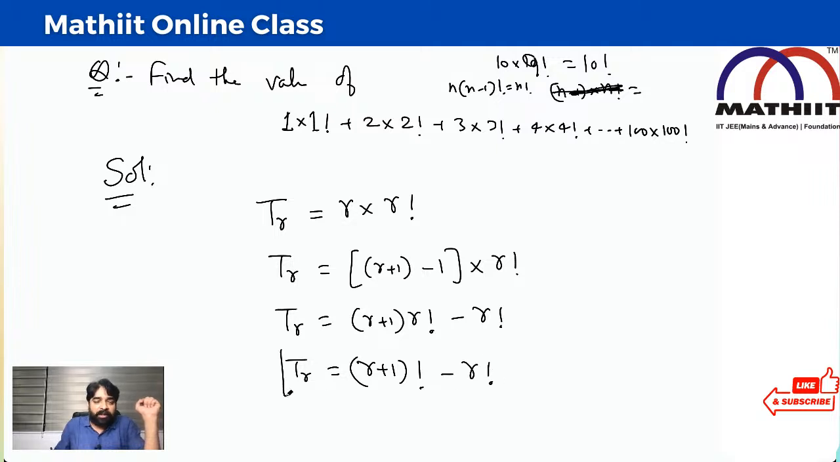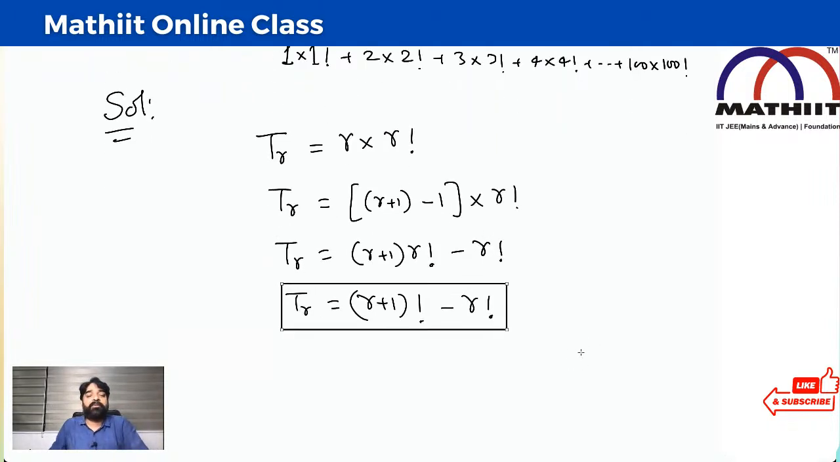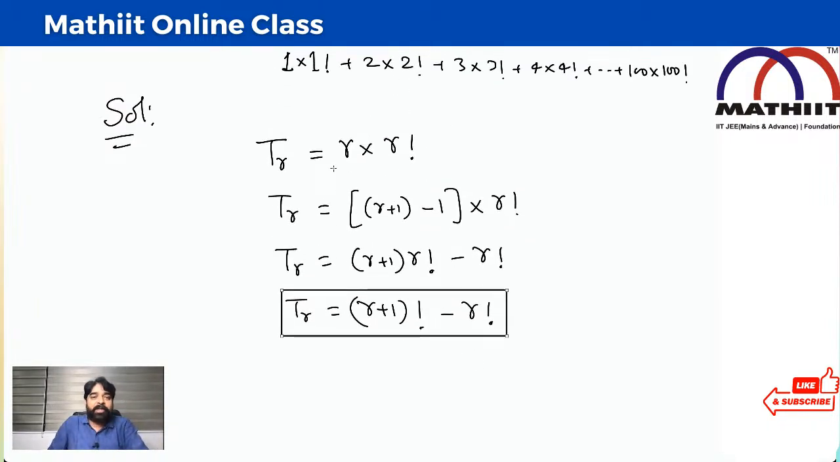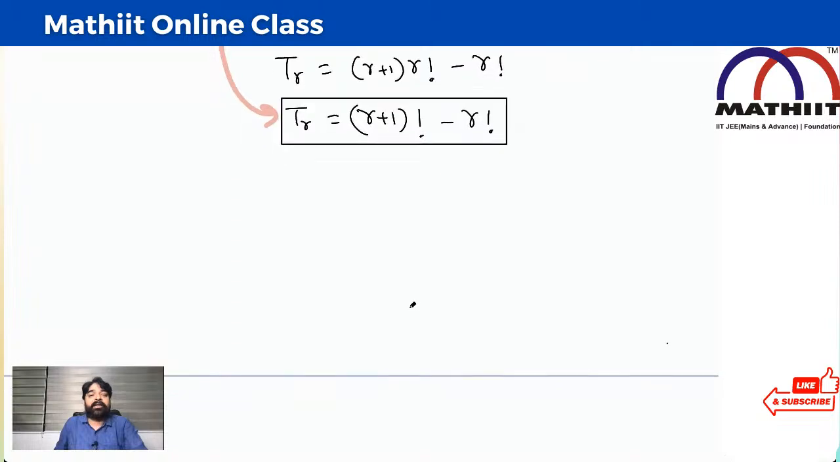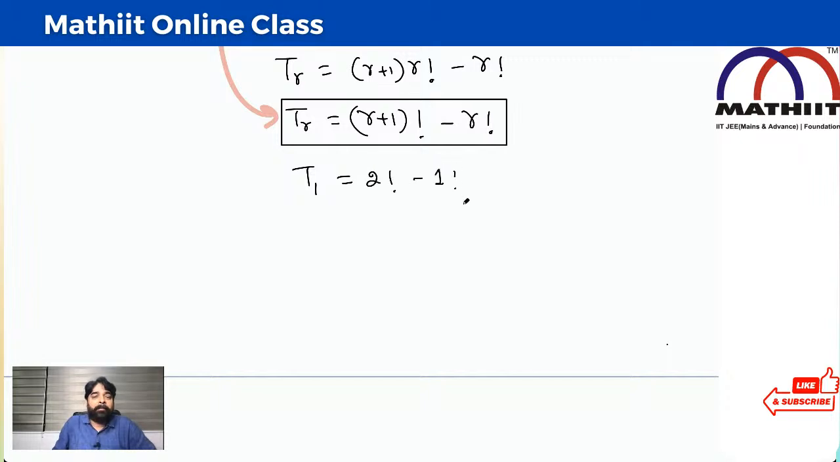This process is called writing the general term in the difference form. I wrote it in the form of difference. These two are the same thing. There is no difference. But here I wrote it in the difference form. The benefit of writing the difference form is what? Now from here, if I ask you what is T1, you will say r equal to 1, I will put 2 factorial minus 1 factorial. T2 will be 3 factorial minus 2 factorial. T3 will be 4 factorial minus 3 factorial. T4 will be 5 factorial minus 4 factorial.